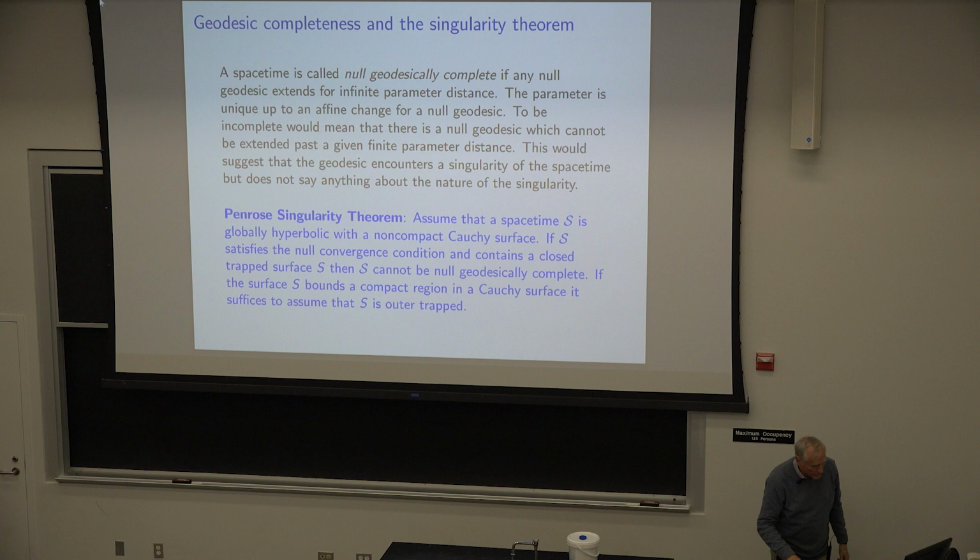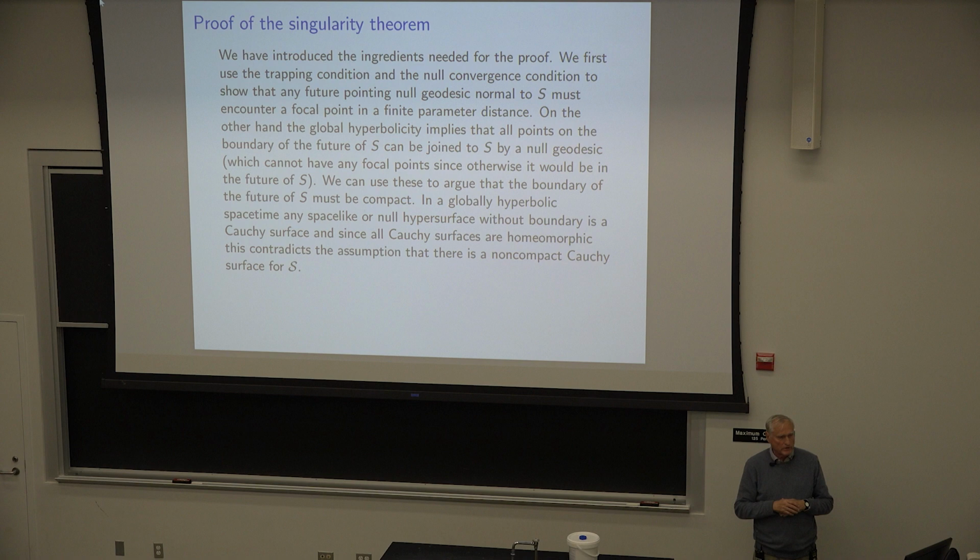So I'm almost done here. Okay, and so actually I've got a quick sketch of the proof here. We've introduced all the ingredients that are needed. The idea is that because the original surface is trapped, the null geodesics emanating orthogonally from that surface will end in a finite distance or a finite parameter distance. In fact, they'll move to the interior, so they will encounter focal points.